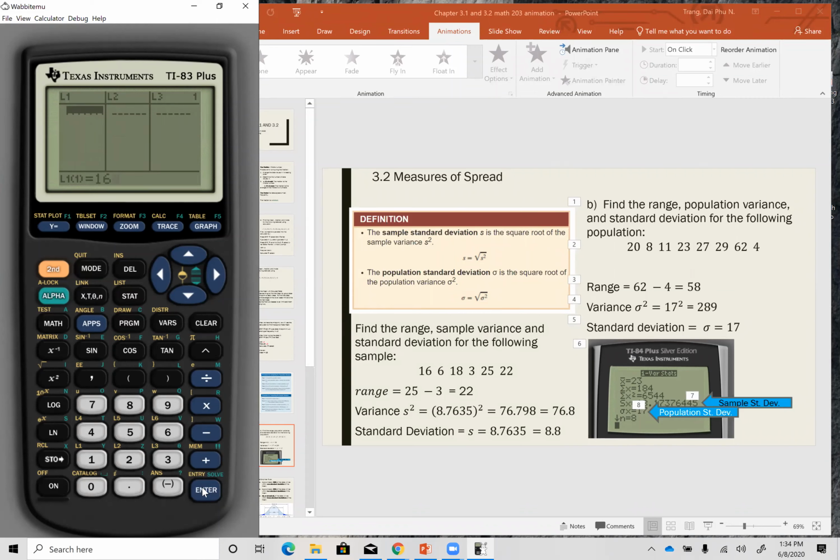So let's say I have this: I type in 16, I type in the 6, I type in the 18, I type in the 3, 25, and 22. If you have an 83, this is what you have. If you have an 84, it will be a little bit different when you click on this. If you have an 84, make sure that your frequency list is blank. Reminder, your frequency list is blank. If you have an 83, you just press enter. It automatically calculates for you.